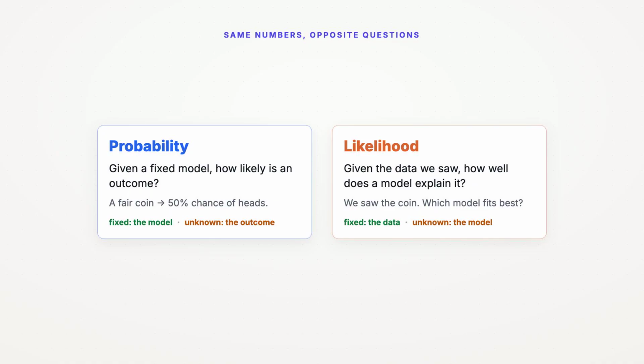Likelihood flips this around. Now the outcome has already happened, it is fixed, and we ask, how well does a model explain what we saw? So probability reasons forward, from model to data. Likelihood reasons backward, from data to model. Same formula, opposite direction. Hold on to that one idea because everything else is built on top of it.